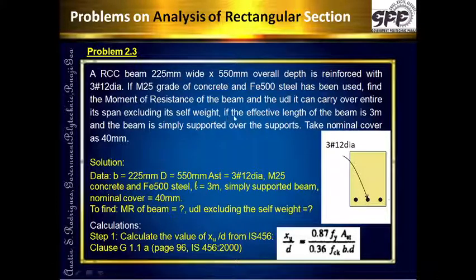Now we have been given that the effective length of the beam is 3 meters and the beam is simply supported over the support. So the beam is simply supported, the effective span is 3 meters, and we have been given, take nominal cover or clear cover as 40 mm. Okay, so now clear cover has been given and the other data has been given. We have to use it further. Now let us look at the solution part.